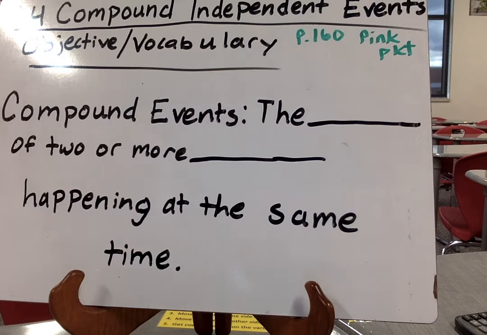Hello students, today we will be going over 7.4, Compound Independent Events. This is page 160 in your pink packet. Our objective: I can find the probability of compound events. Here we have some vocabulary. What is a compound event? It is the probability of two or more events happening at the same time.